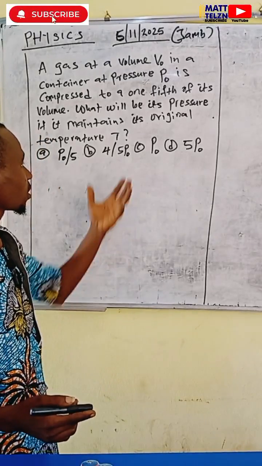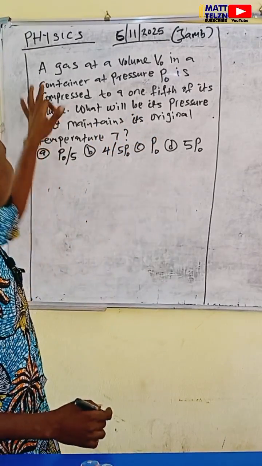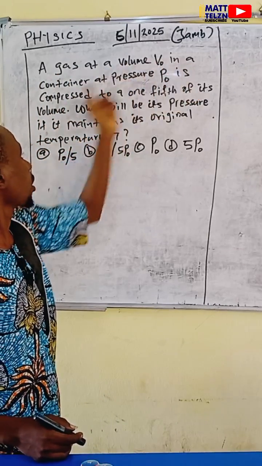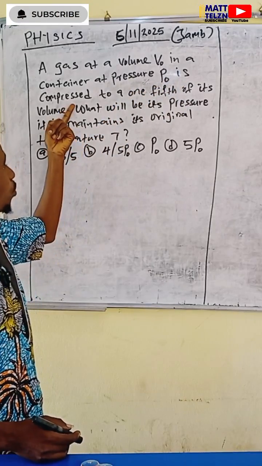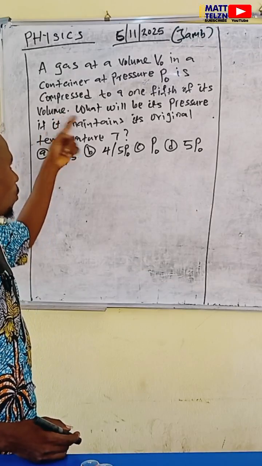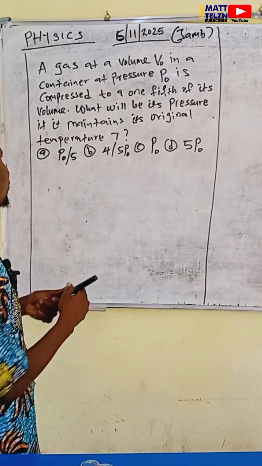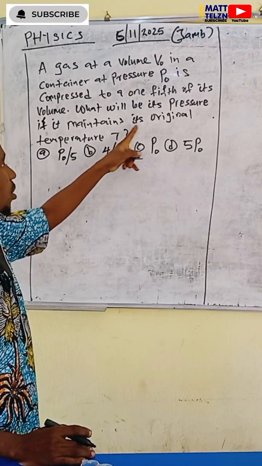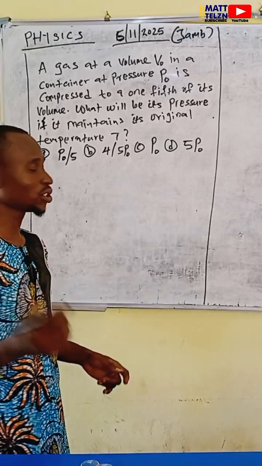Okay, let's solve this simple JAMB physics question on Boyle's law. A gas at a volume V naught in a container at pressure P naught is compressed to 1/5 of its volume. What will be its pressure if it maintains its original temperature?